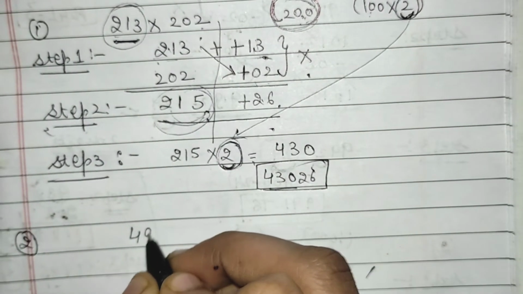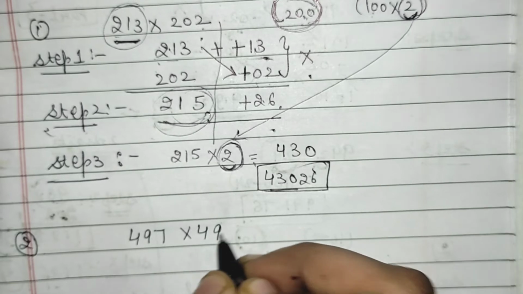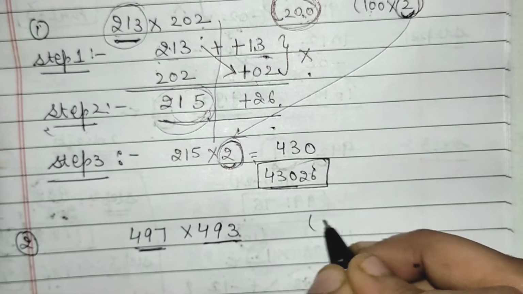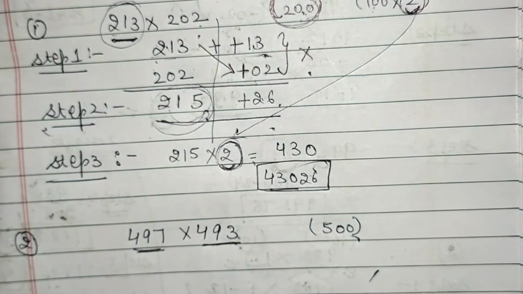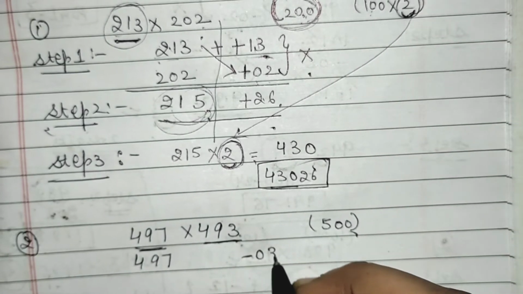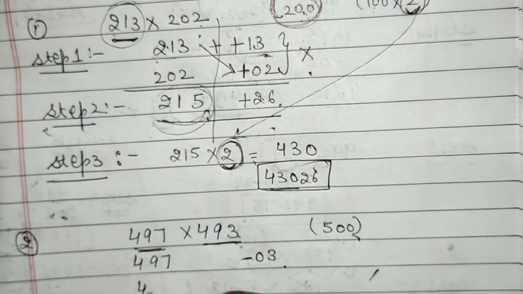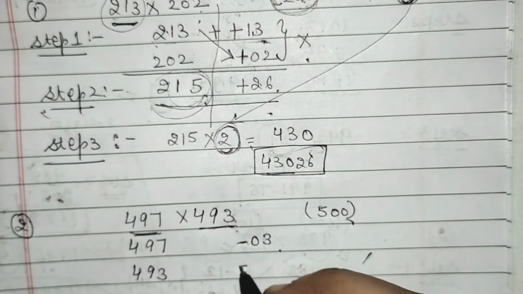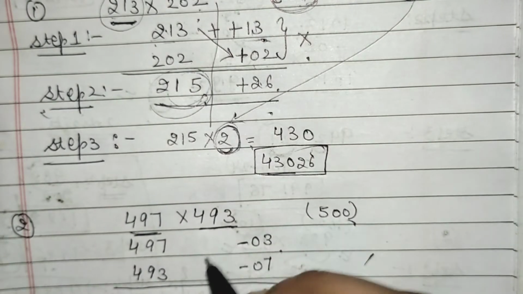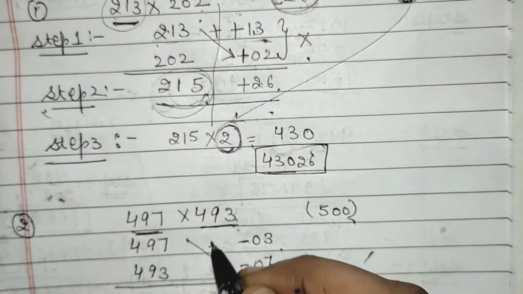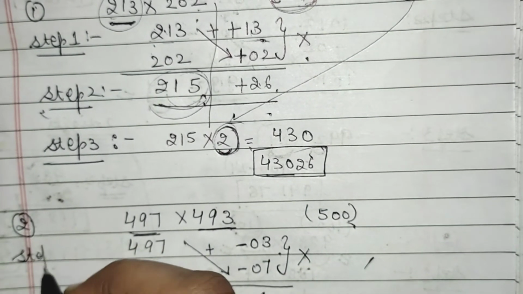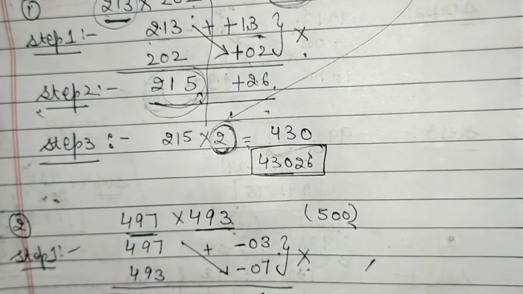Let's take another example. 497 into 493. So you can see that both the values are nearer to what? Nearer to 500. So 497 is minus 3. This time both are less than 500. So what will I write down? I will write down minus 3. Okay, so this is my step number 1, and my step number 2 is what?